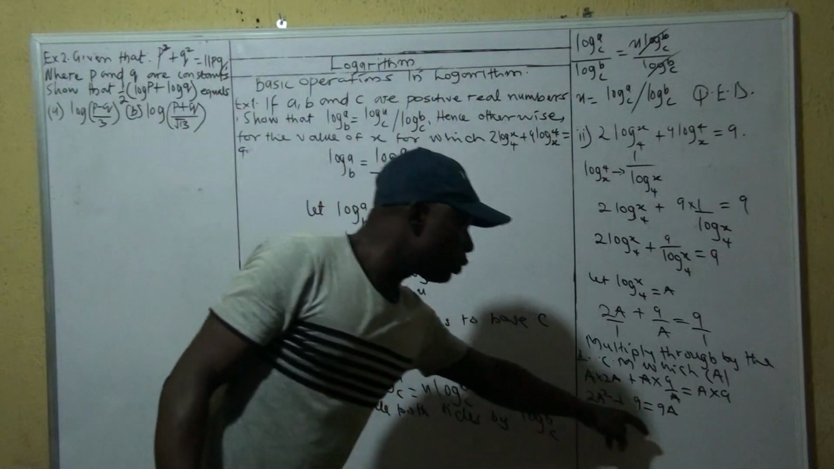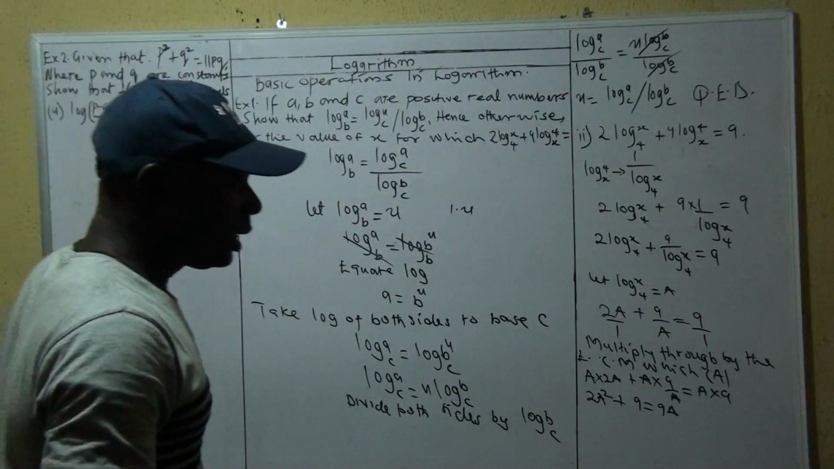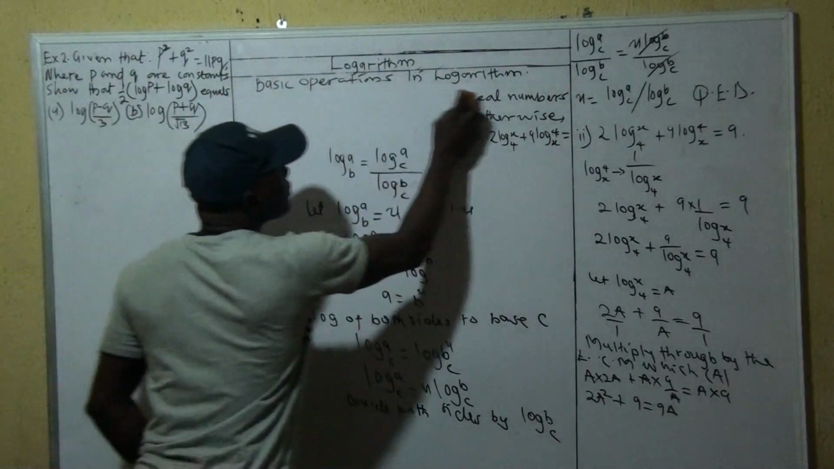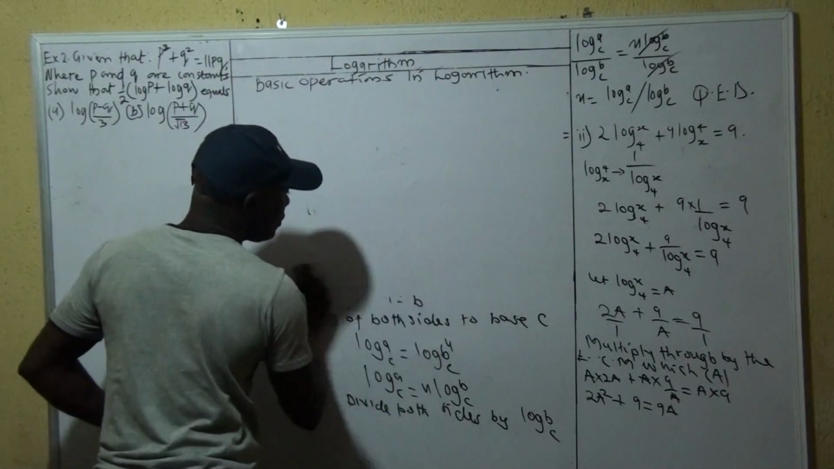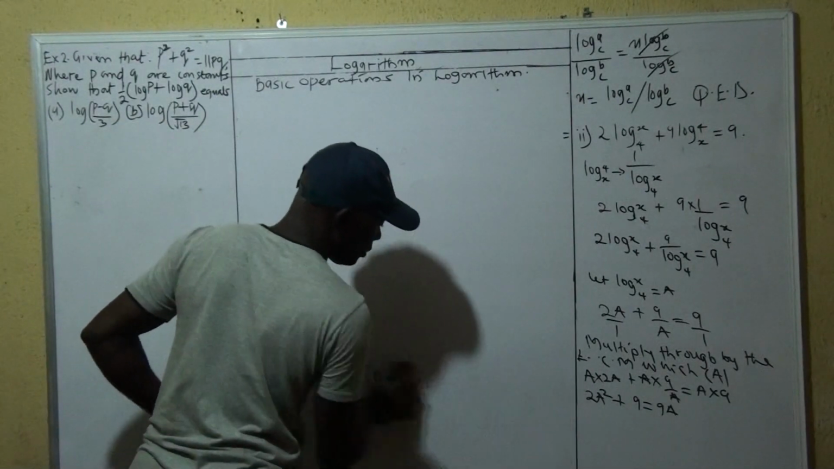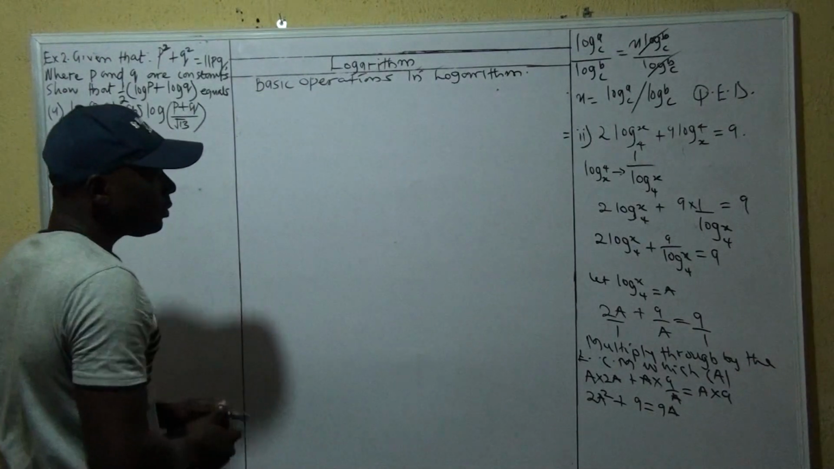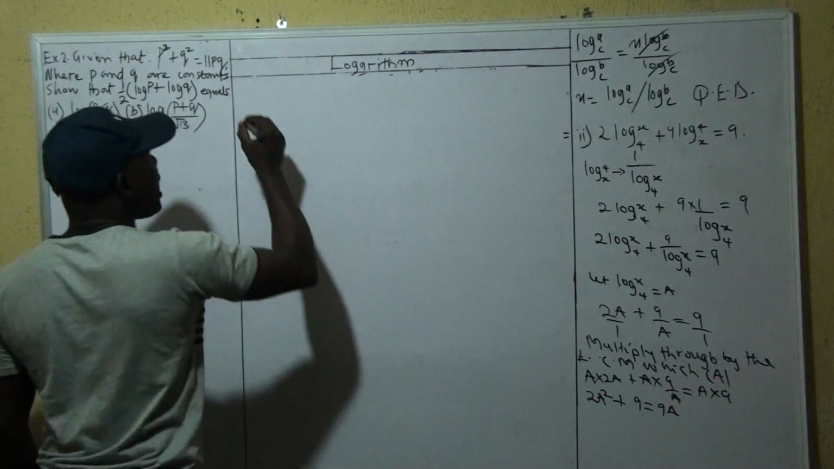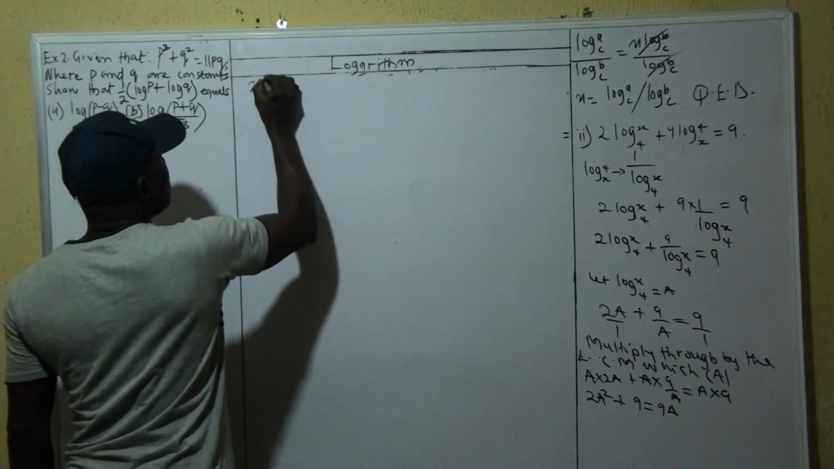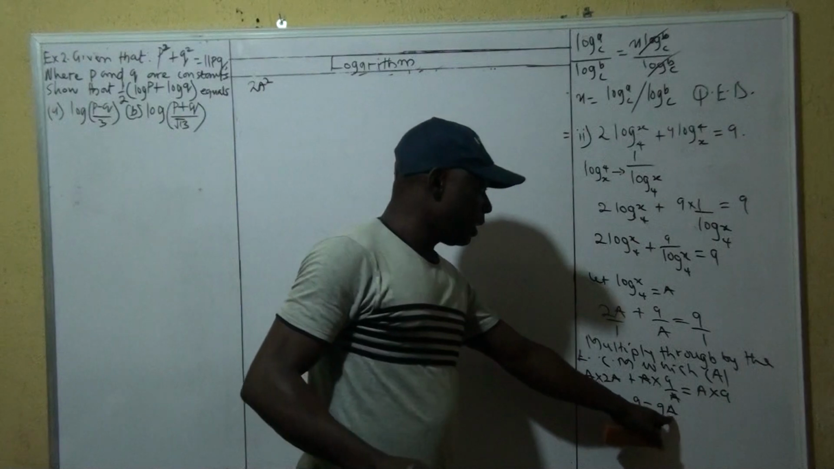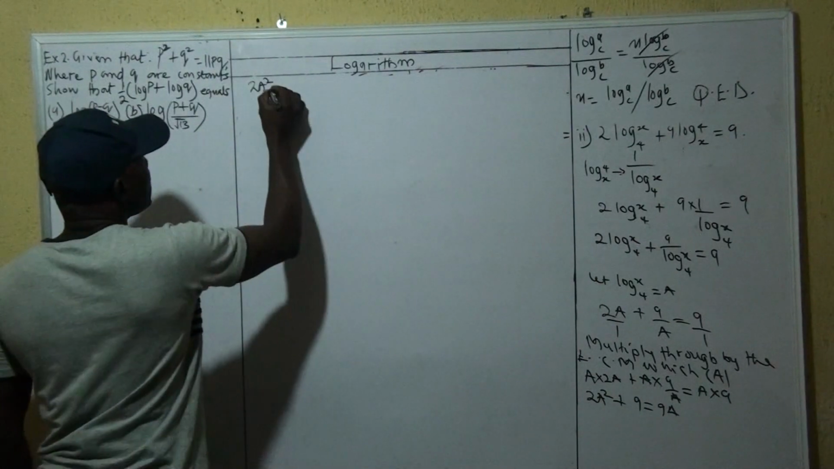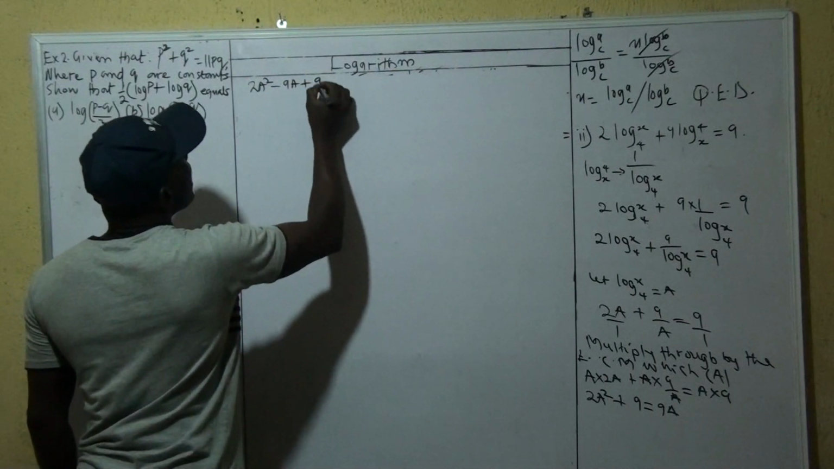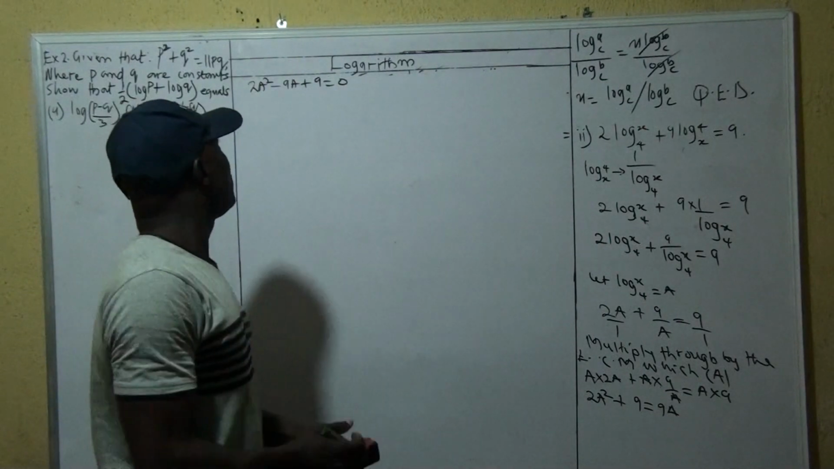And you see this is leading us to a quadratic equation. It's taking us to what? A quadratic equation. So what we have there is 2a squared. Now here we have 9a, so the 9a will come this way and become minus 9a plus 9 equals 0. This is a quadratic equation.